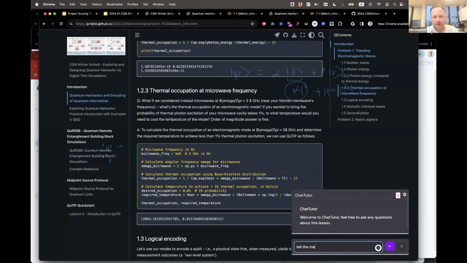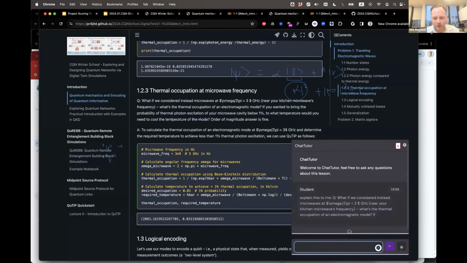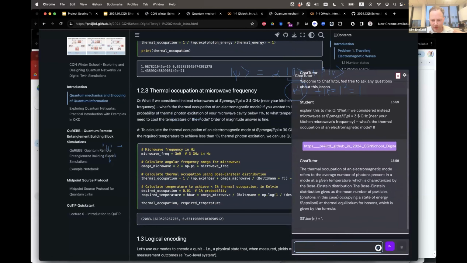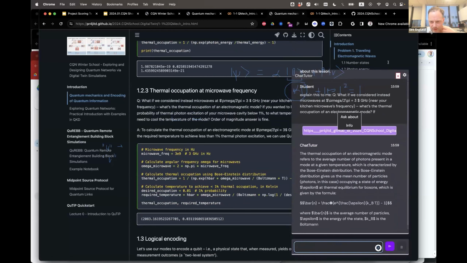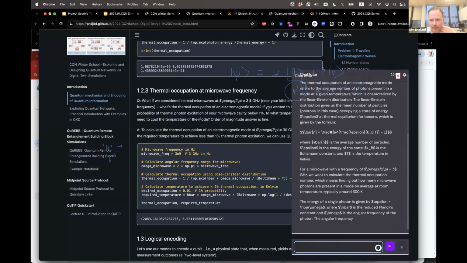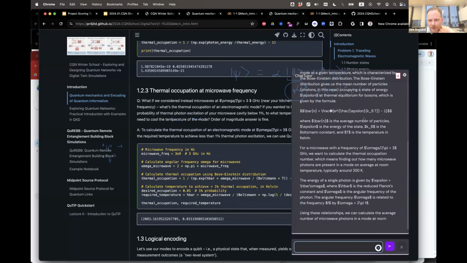Okay, you could say, for example, explain this to me. Let's see if it gets it right. So we're asking it, what if we considered microwave photons instead of optical photons? So it says for the energy, it says that the thermal occupation of an electromagnetic field is so and so.